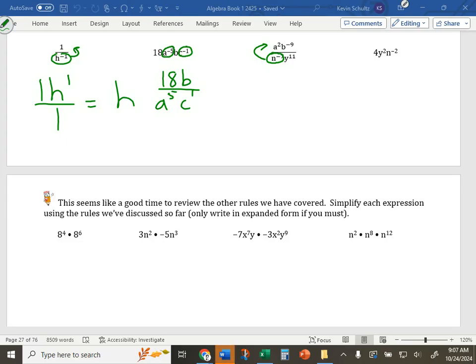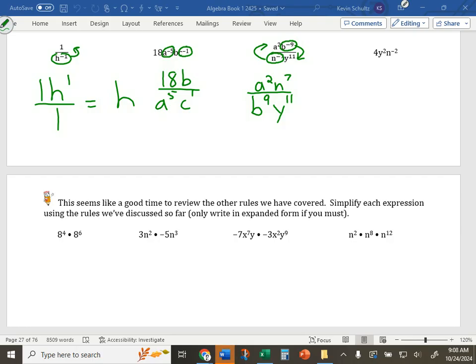The b to the -9 is not happy in the numerator. We want to move it down. The a squared, positive power, we're good. The n, now to the +7th, joins it. The b to the -9th gets moved down, becomes b to the +9th. And the y to the 11th, which is already there, stays there. And we can't combine any of this stuff because none of the bases are the same, so we leave it just like it is.